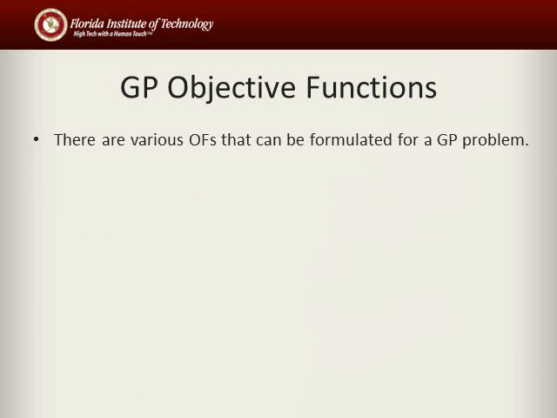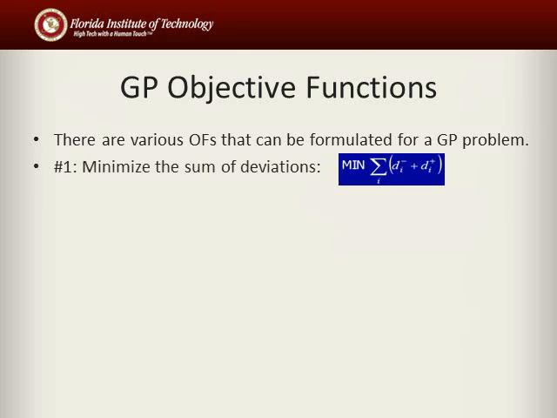So let's talk in general now about objective functions for goal programming problems. There are various ways that we can set up objective functions for a goal programming problem. I'm going to talk about 3. The first one, which we already discussed, is where we want, as an objective, to minimize the sum of deviations.